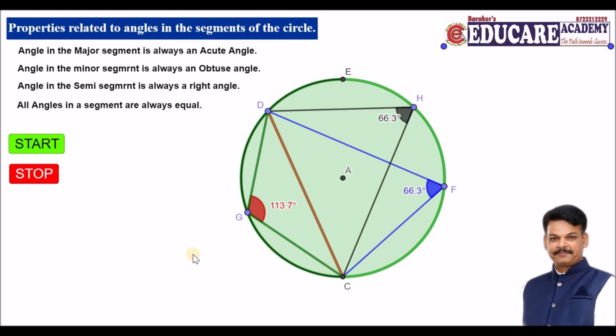In this video, we are going to understand the basic properties associated with the angles formed in the segment of the circle. We know that in a circle, if we join any 2 points present on the circumference of the circle, then the line segment thus obtained is called the chord of the circle.